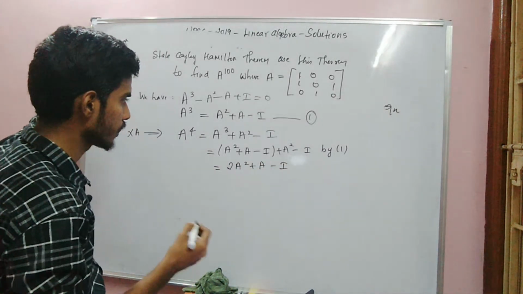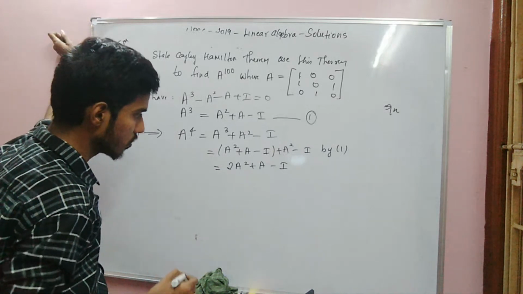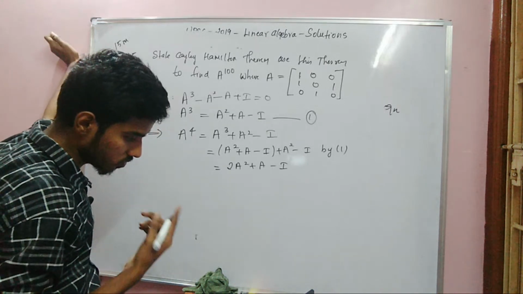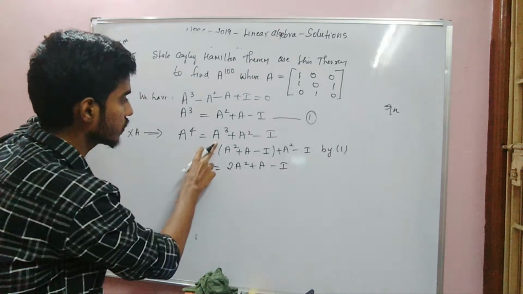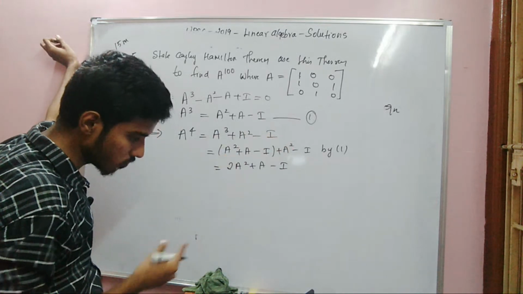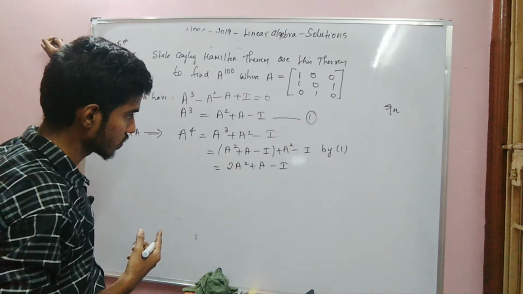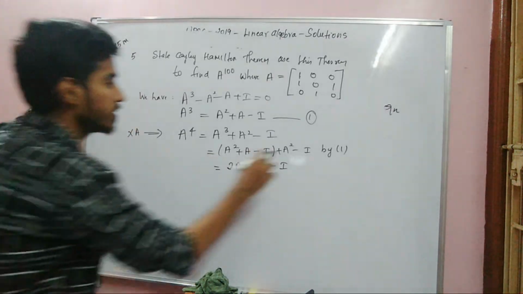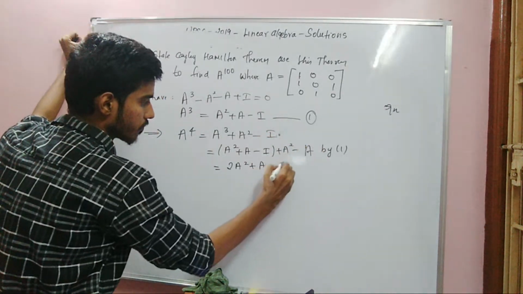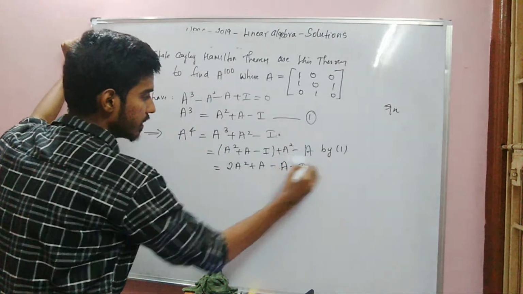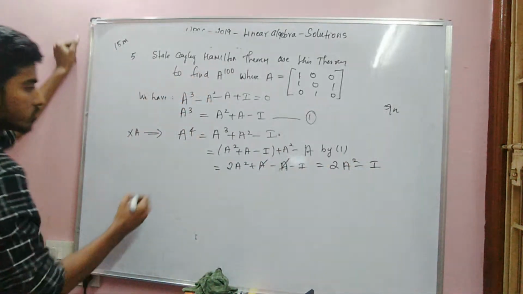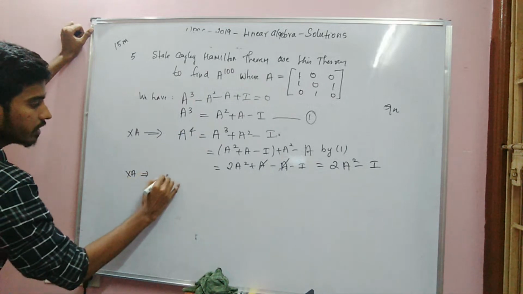Where am I making a mistake? Yeah, multiplying A, this will be A. Sorry, this will be A minus I. So this 2A will get cancelled. So we have 2A square minus I.